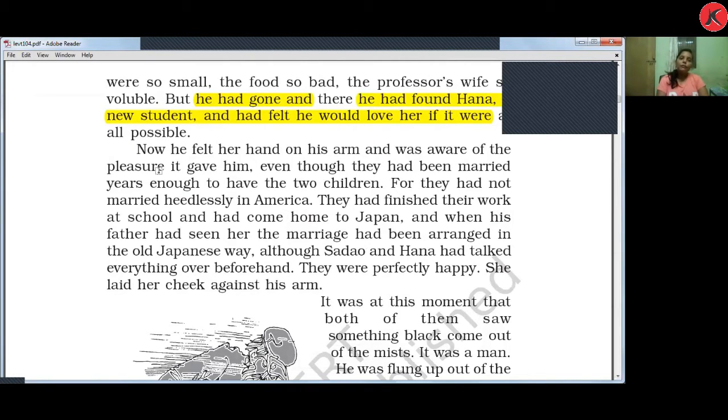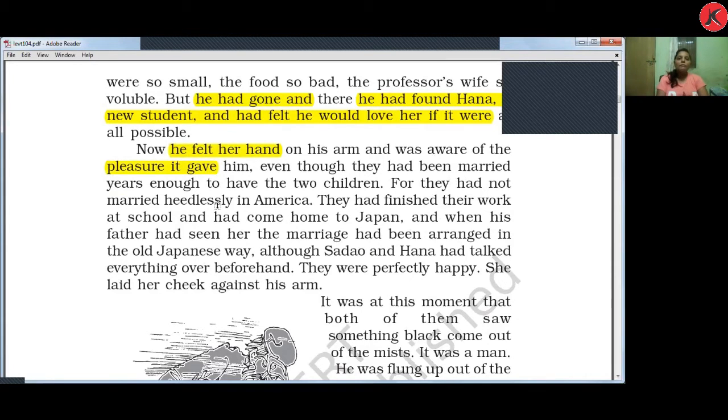Okay, going further, now he felt her hand on his arm. Now this is the story of how he met her, and right now Dr. Sadao was feeling Hannah's hand around his arm, meaning she was holding his arm, and he was aware of the pleasure it gave him. Now, how caring and pleasurable the touch of Hannah is, that he was getting pleasure from holding Hannah.